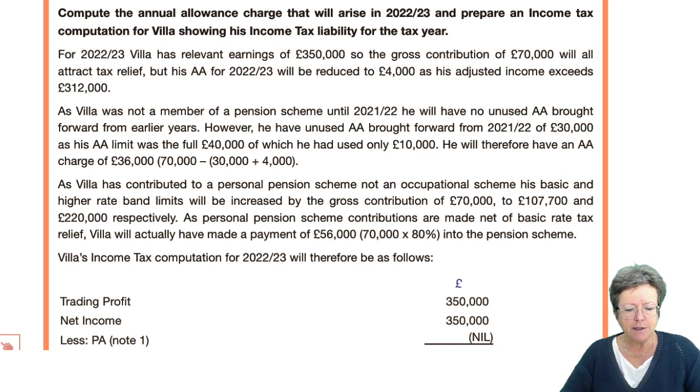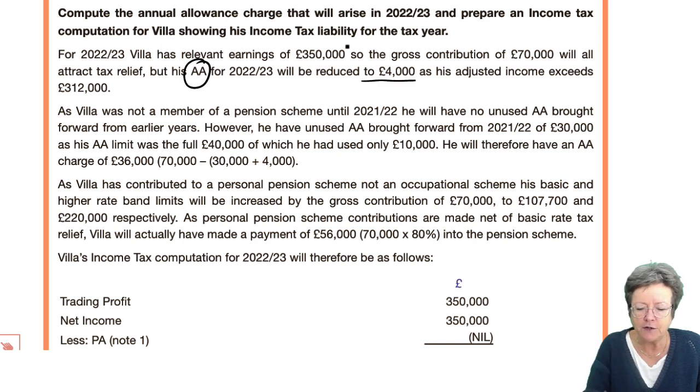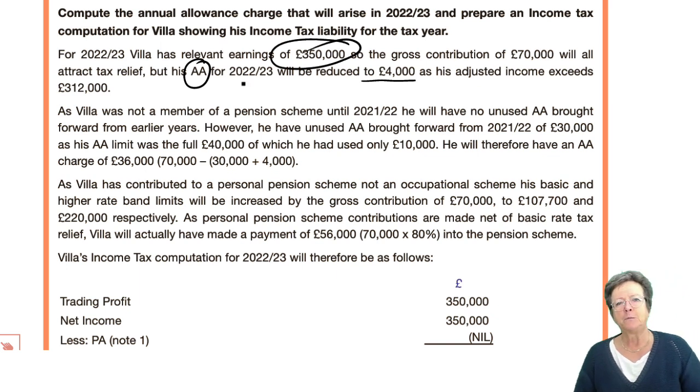So for 22-23, he's got relevant earnings of 350, gross contribution of 70, all of which gets tax relief. But his AA, sorry, not his AAA, his AA, will be reduced to £4,000 because his income is so high. Do you remember the calculation? The adjusted income less the 240, divided by 2. So the annual allowance he's got this year is only 4,000, despite the fact that he's got sufficient earnings to be able to pay that contribution.